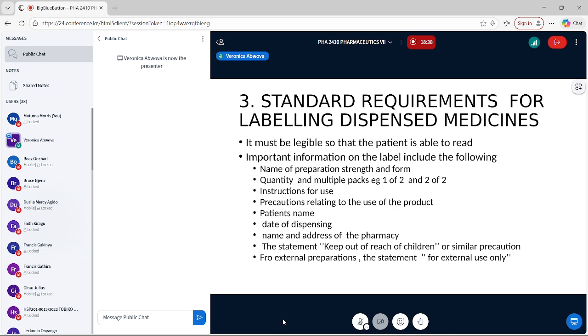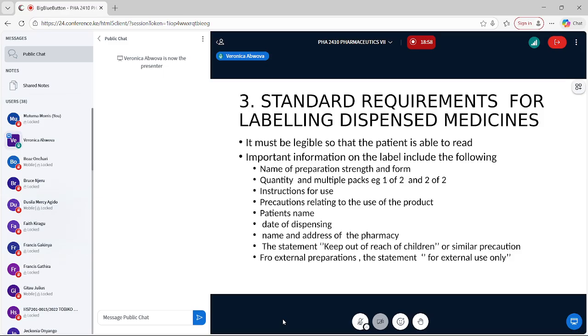The label should have instructions for use, precautions relating to the use of the product, the patient's name, the date of dispensing, name and address of the pharmacy. This is very important. The statement, keep out of reach of children or similar precaution. This must be on every prescription.